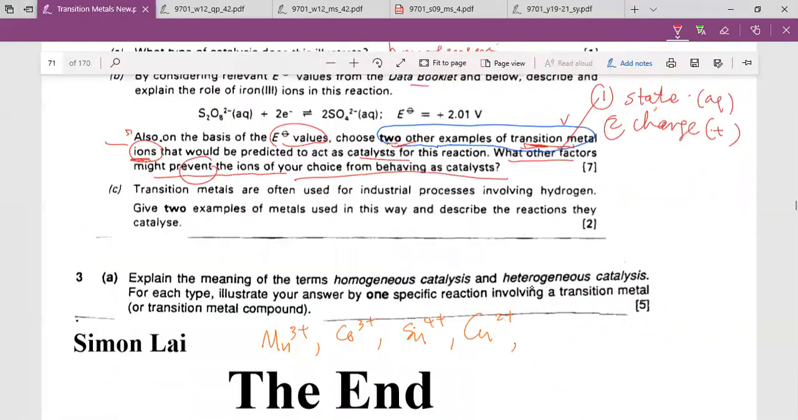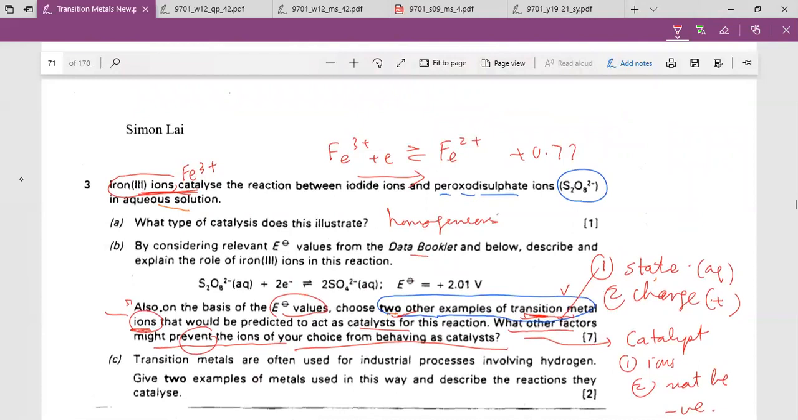So here, what other factors might prevent the ions from acting as catalyst? Number one, they must be ions. Number two, they must not be negatively charged, they must be positively charged. So with that we end our catalyst topic for your transition metals.